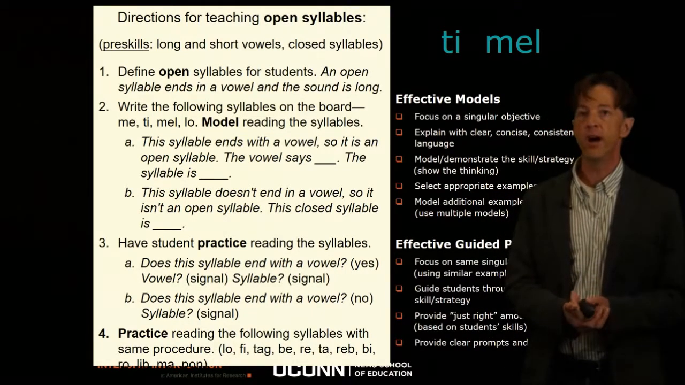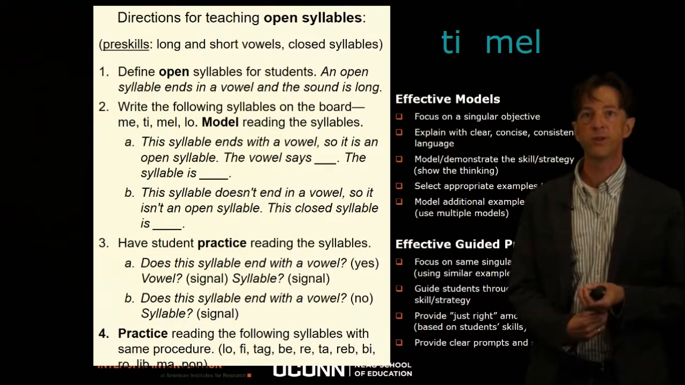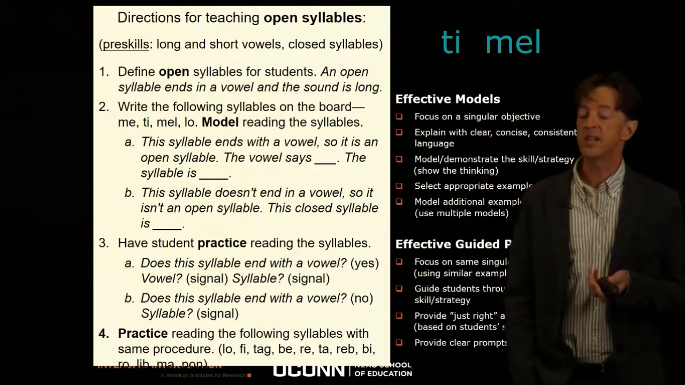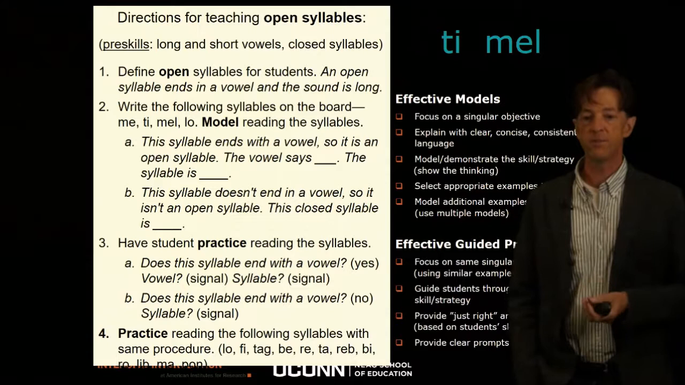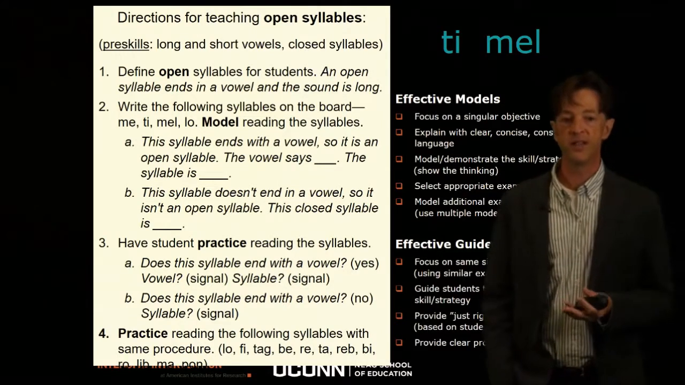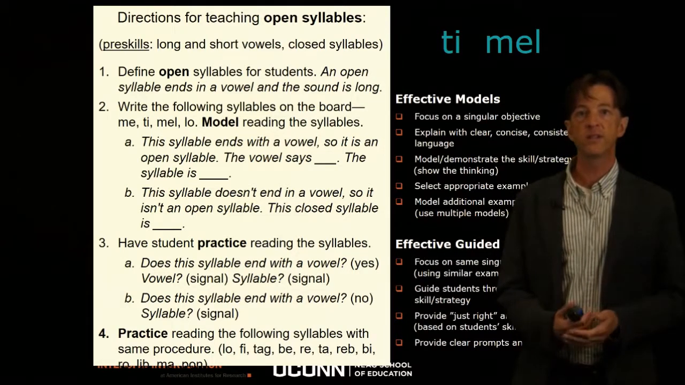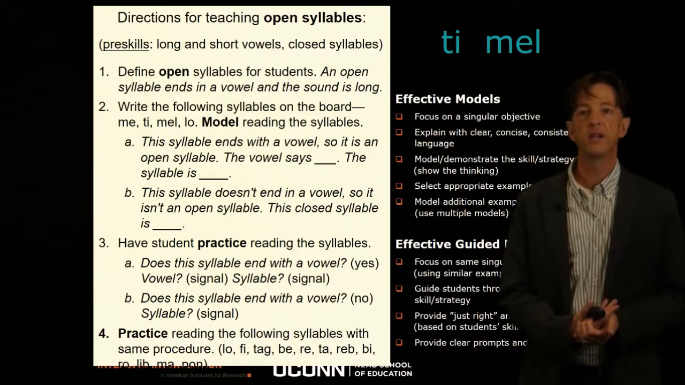First, I started right off with the key objective, which is being able to identify and read open syllables, by defining it. So define open syllables to students, and we're going to use the same wording from the first lesson: an open syllable ends in a vowel and the sound is long. We're still going to use that as the definition. Then we're going to write the following syllables on the board: me, tie, mel, and low.